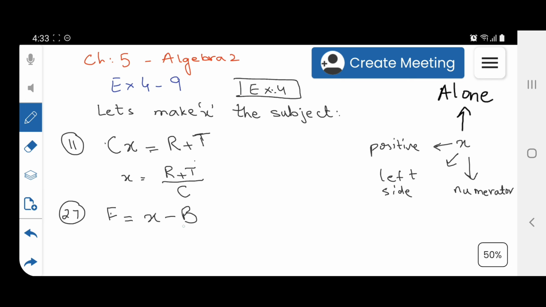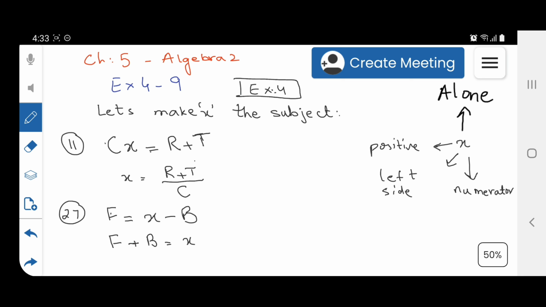So first of all, let's shift this b to the other side. Because b is getting subtracted from x, if we are shifting it to the other side of the equation, then we need to do the opposite thing. The opposite of subtraction is addition, so b is going to be added on the other side.